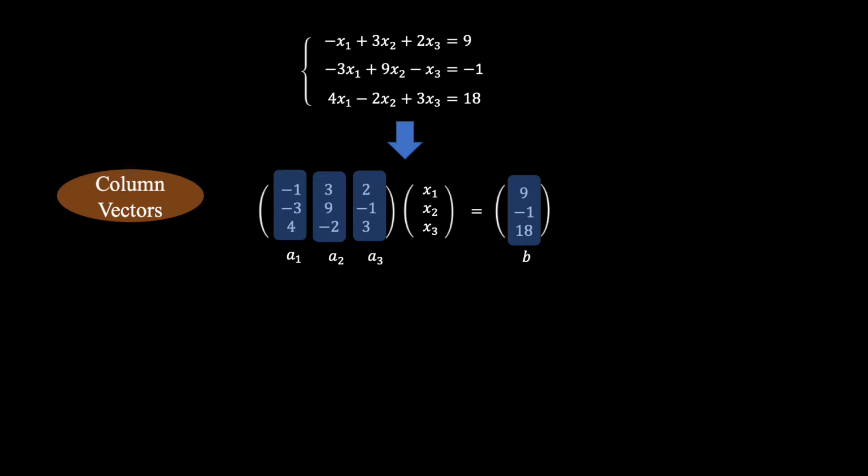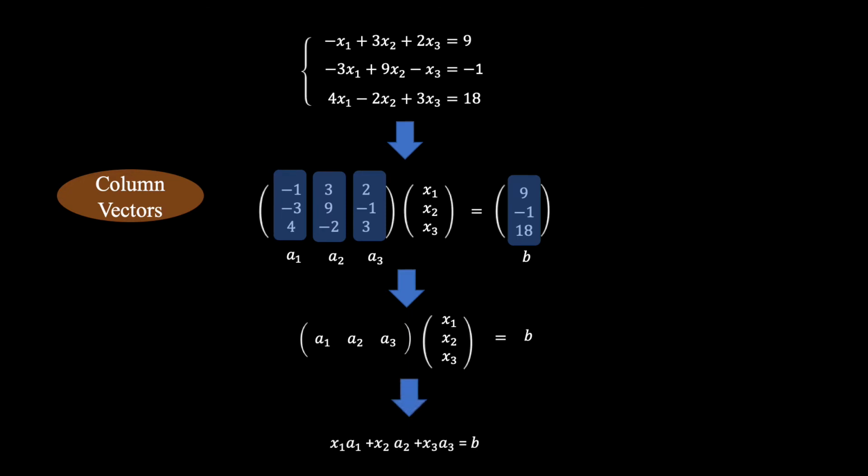Treating each column as a vector in the linear system, we can use vectors a1, a2, and a3 to represent the three sets of coefficients, and vector b to represent the right-hand side of the linear system. Eventually, we can express the linear system as a vector equation.